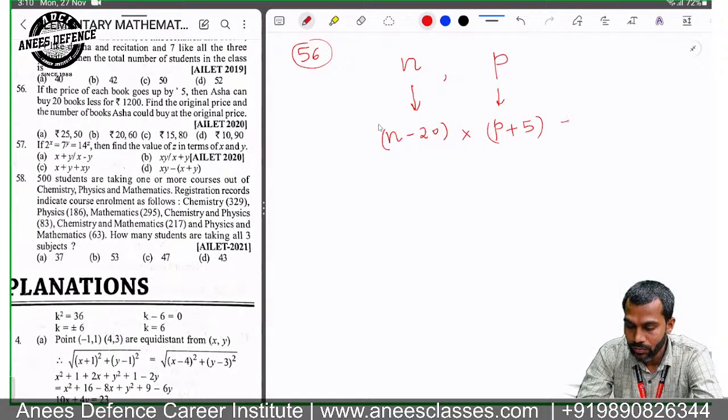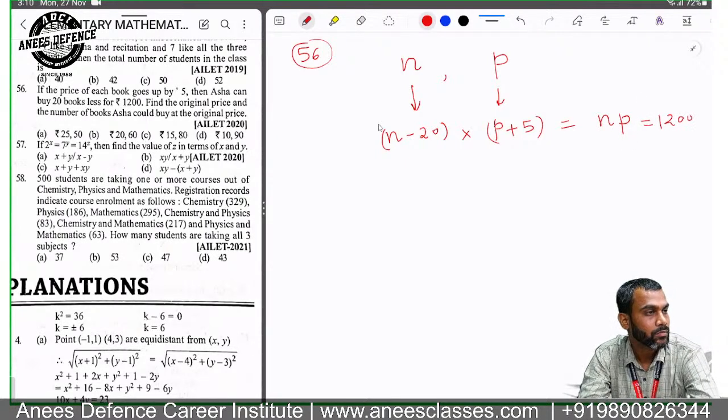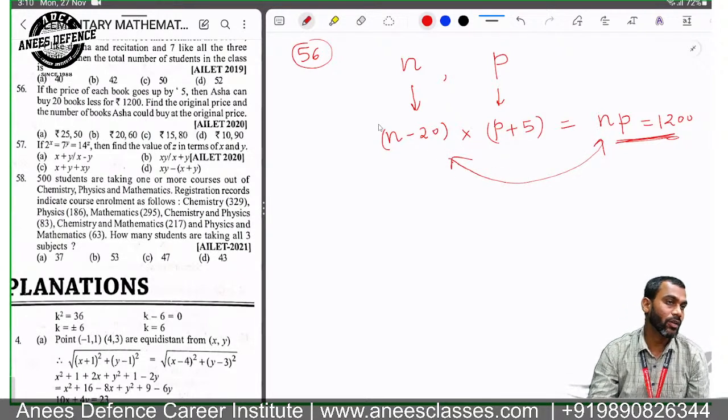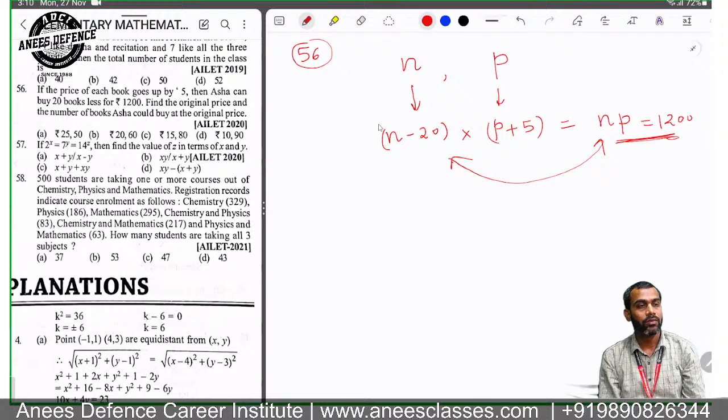That should be equal to np, and that is equal to 1200. So np is equal to 1200. One equation, and the other equation is this, equal to np. You can equate these two, and now simultaneously try to solve it, you'll get the answer. Understood? Okay. Please try. 56, option B, somebody is getting.